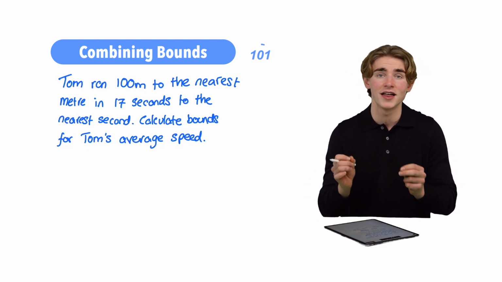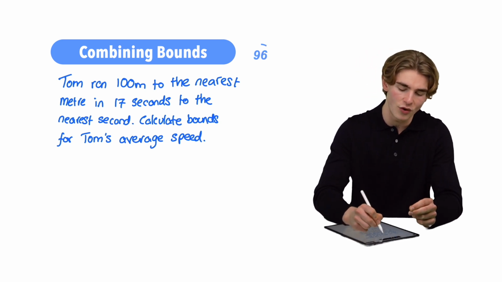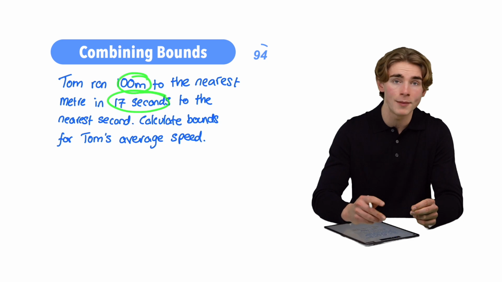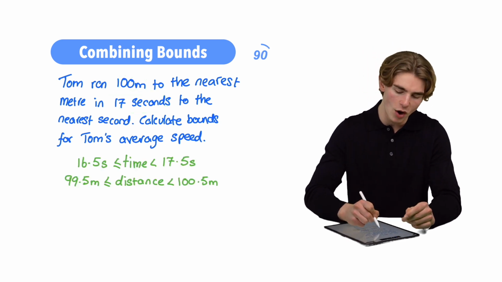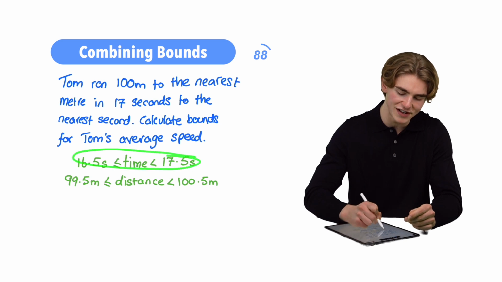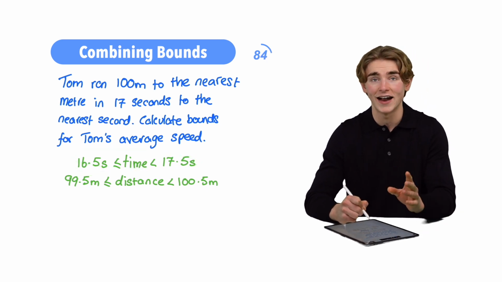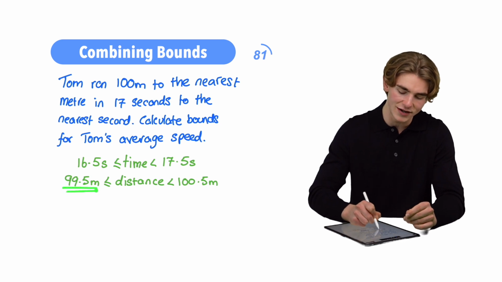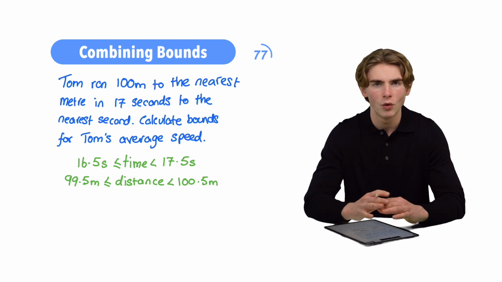Just like with any other bounds calculation question, we're going to start off by finding bounds for our distance and our time, the two variables that were given in the question. We can see that the lower bound for Tom's time is going to be 16.5 seconds, and the upper bound is going to be 17.5, and the lower bound for Tom's distance is going to be 99.5 meters, and the upper bound is going to be 100.5. Now, where do we go from there?